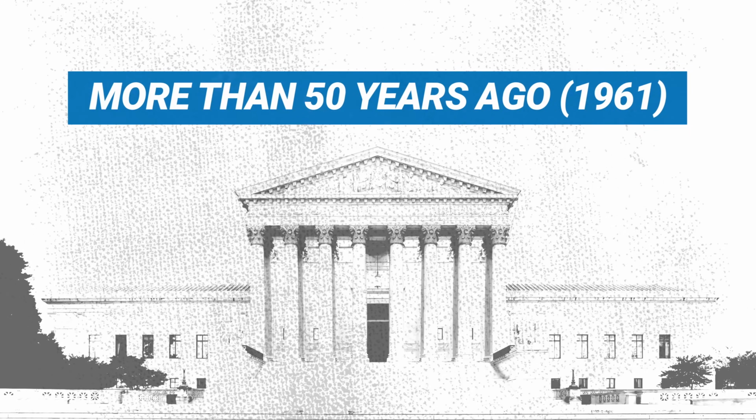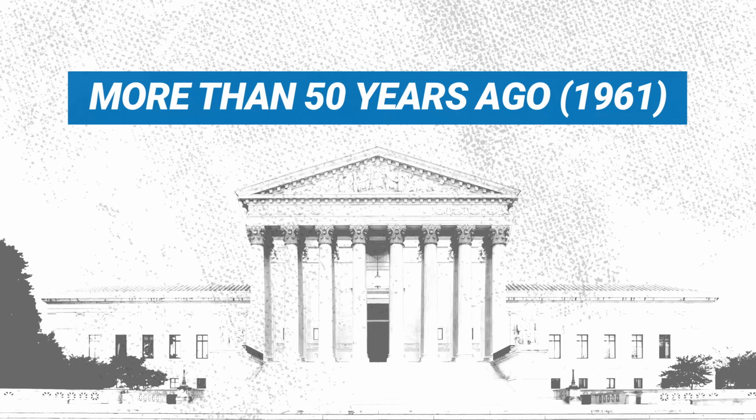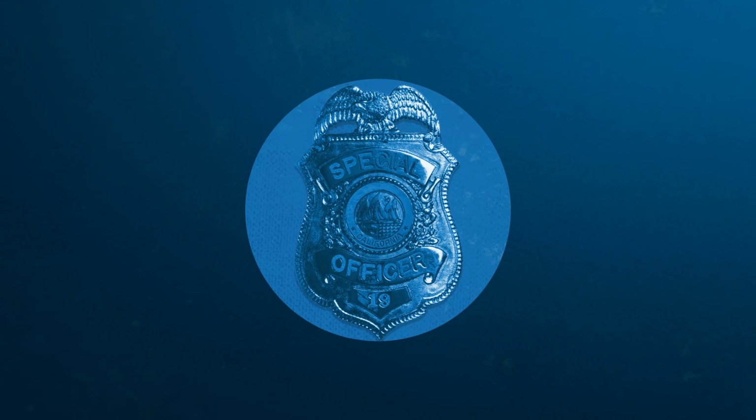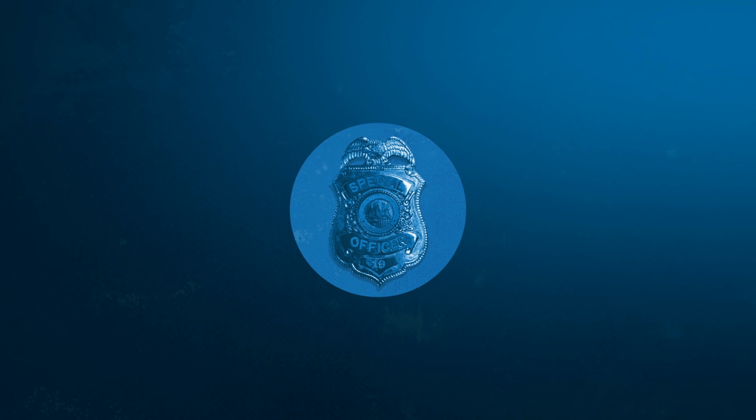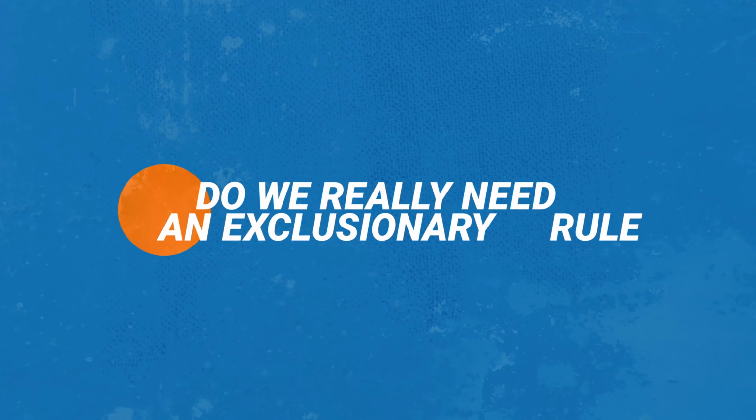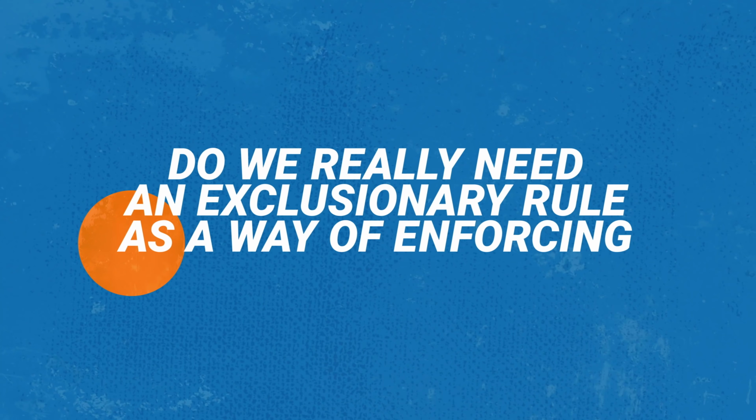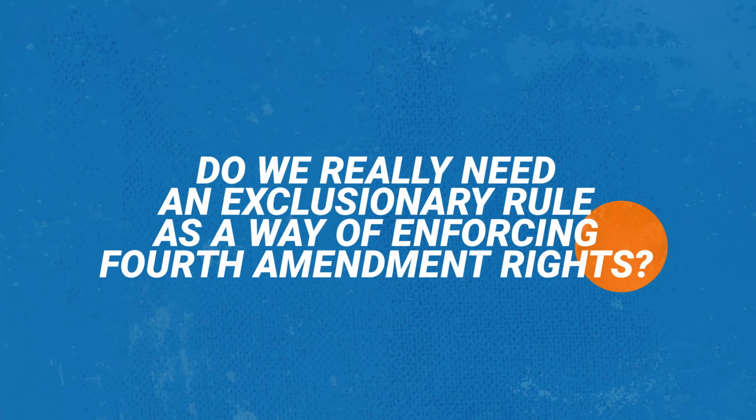A lot of critics believe it's time for the Supreme Court to reconsider the exclusionary rule. The Supreme Court created the exclusionary rule more than 50 years ago. There have been a number of intervening developments since then. And given those changes in modern American law enforcement, do we really need an exclusionary rule as a way of enforcing Fourth Amendment rights?